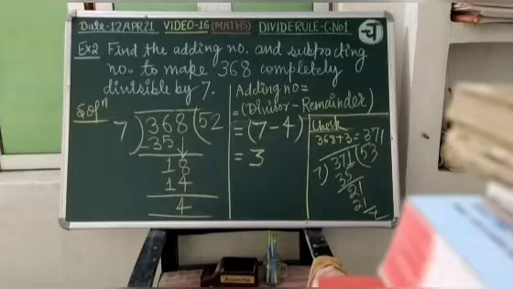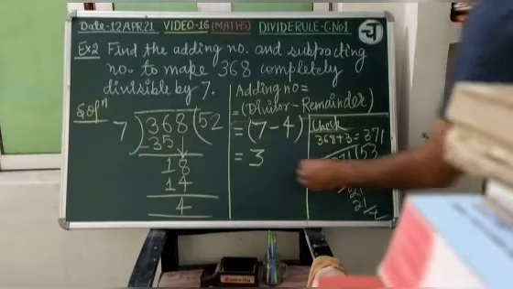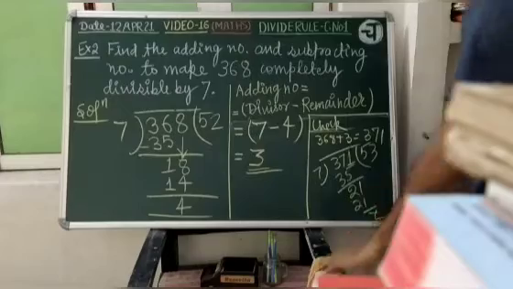So our adding number will be nothing but divisor minus remainder, and 7 minus 4 is 3. Adding number will be 3.